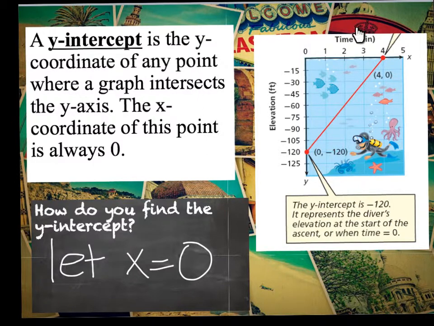And here we have that same graph, and up here we knew that this was the x-intercept. And since this is the y-axis, this point is the y-intercept. And for the situation with the diver, the y-intercept is negative 120. It represents the diver's elevation at the start of the ascent, or when time equals 0. So when it's at the bottom, and this shows the distance it takes and the amount of time it takes to rise to the very top.